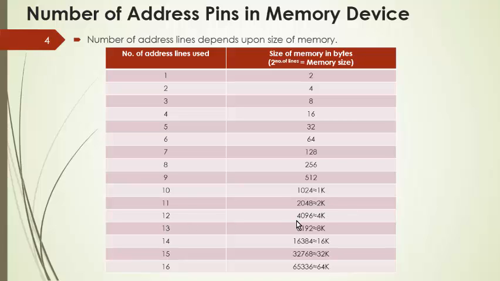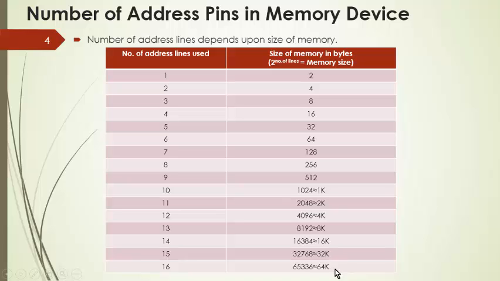Suppose 11 address lines, you will get 2 kilobytes of capacity. In case of 12 address lines, you will get 4096, approximately 4 kilobytes of memory capacity. For 13 address lines, you will get 8 kilobytes. For 14, 16 kilobytes. If we assume 15 address lines, you will get 32 kilobytes of memory capacity. And if 16 address lines, 2 raised to 16, you will get approximately 64 kilobytes of memory capacity.